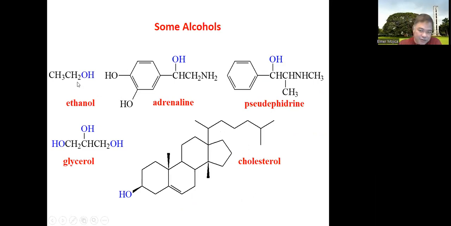So you have ethanol, which is primary, adrenaline, secondary, pseudoephedrine, secondary, cholesterol, which is what? 1, 2, 3. So that's a secondary. And glycerol, which for this is primary and this is secondary.